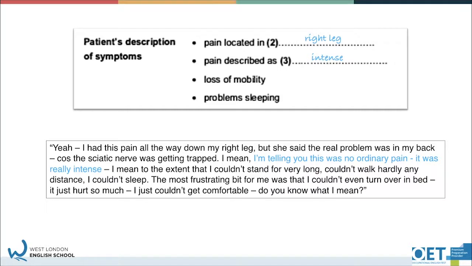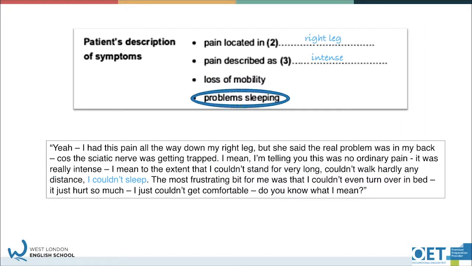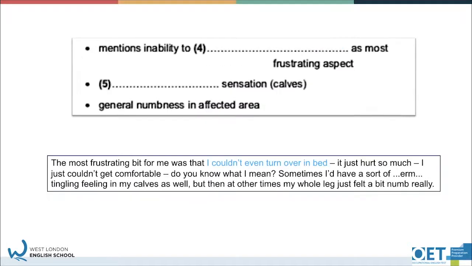The patient then talked about their loss of mobility. You can see how different the language is from the audio to the question paper. The patient said, I couldn't stand for very long, couldn't walk hardly any distance. They then talked about their problem sleeping. Patient said, I couldn't sleep. And as soon as you hear that, you know the answer is coming for question number 4.